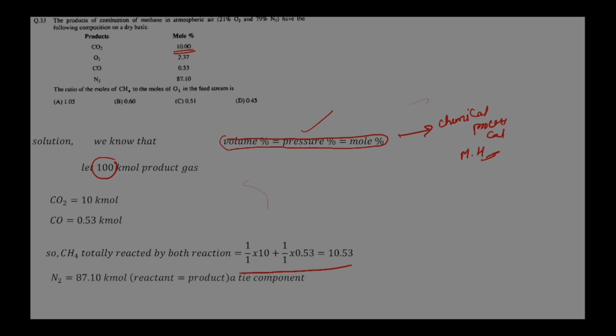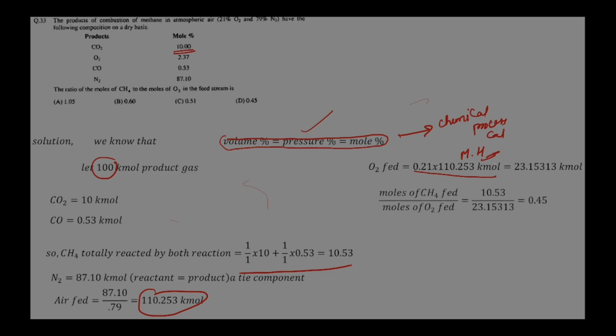N2 is 87.10. It is a tie component, so it remains exactly the same quantity as present in the reactant. So air fed is straightforward. O2 fed: air fed is this, and O2 percentage in air is 0.21. So O2 fed is this. Moles of CH4 per O2 fed, so 0.45.